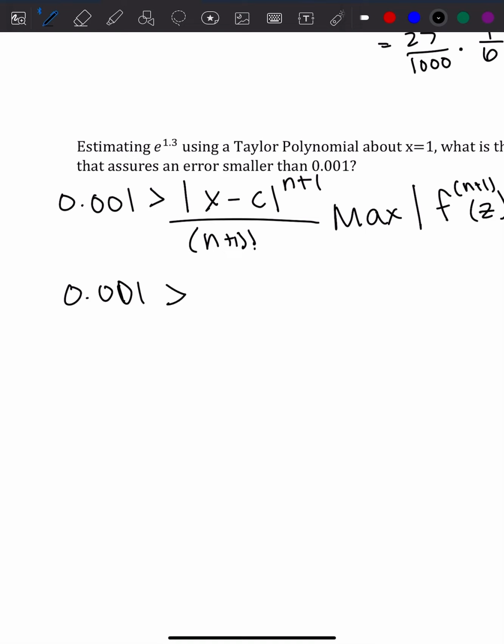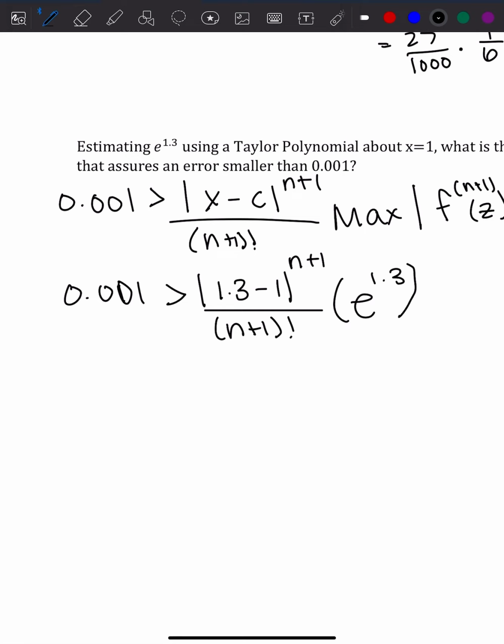0.001 is bigger than our x value of 1.3 minus 1. We don't know what n is, so we have to keep these n plus 1s. And then our maximum is going to be e to the 1.3. The first thing that we're going to do is divide by e to the 1.3 on both sides. This is going to give me 0.000273.